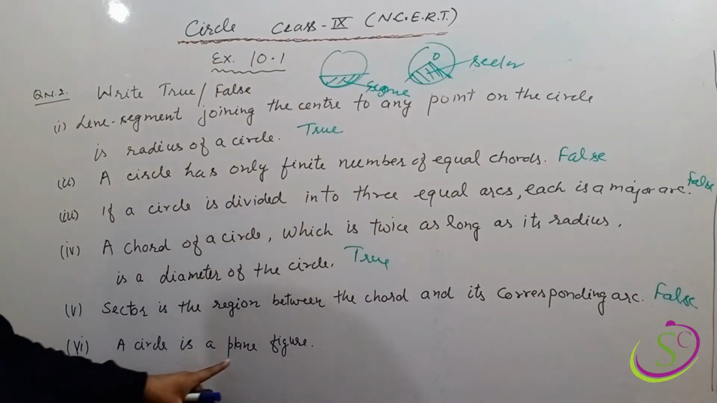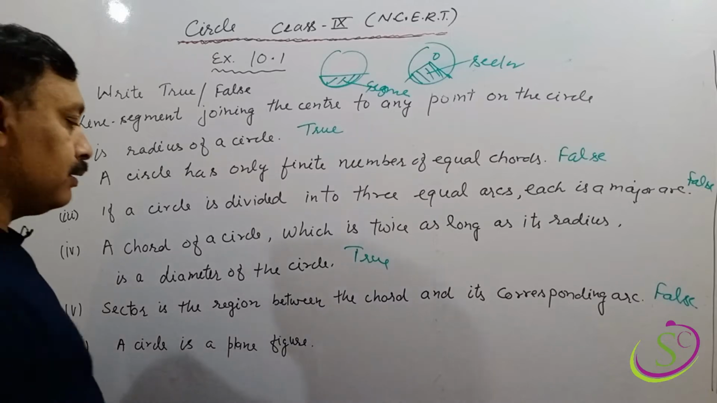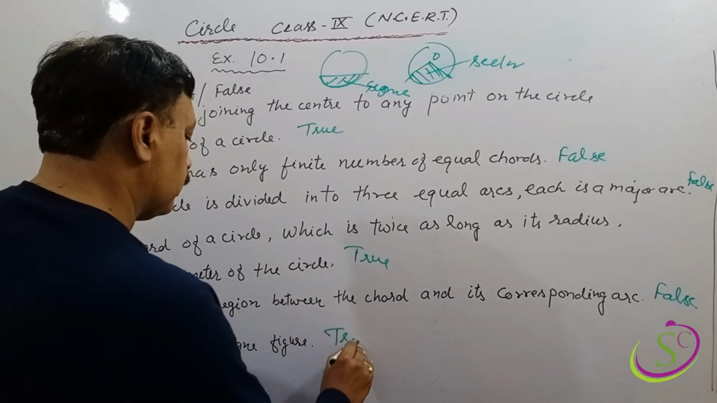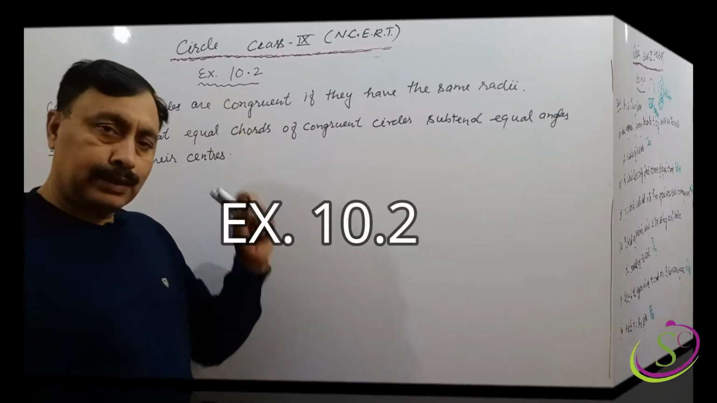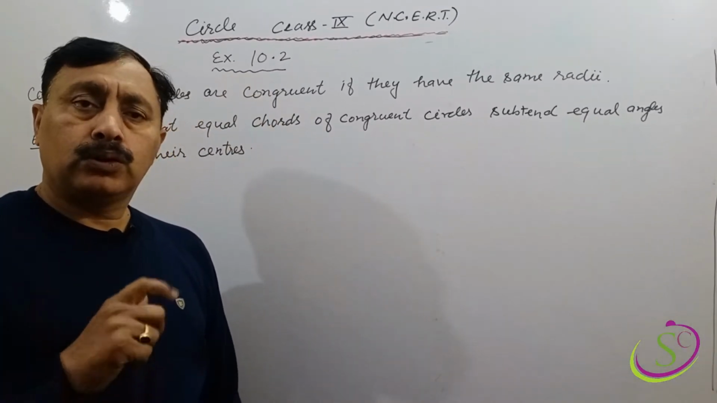Clear? A circle is a plane figure. Yes, a circle is a plane figure. So it is true. Is it clear? So do it. Exercise 10.2. Question number 1.